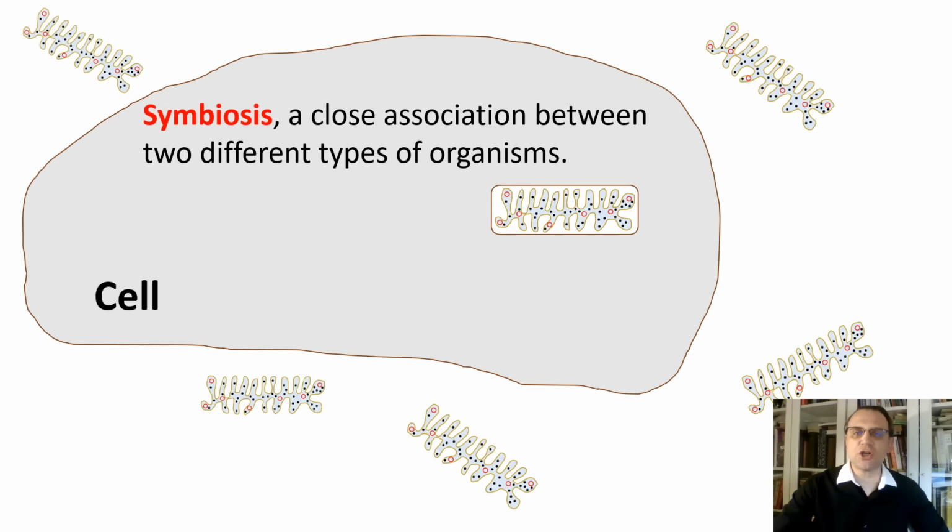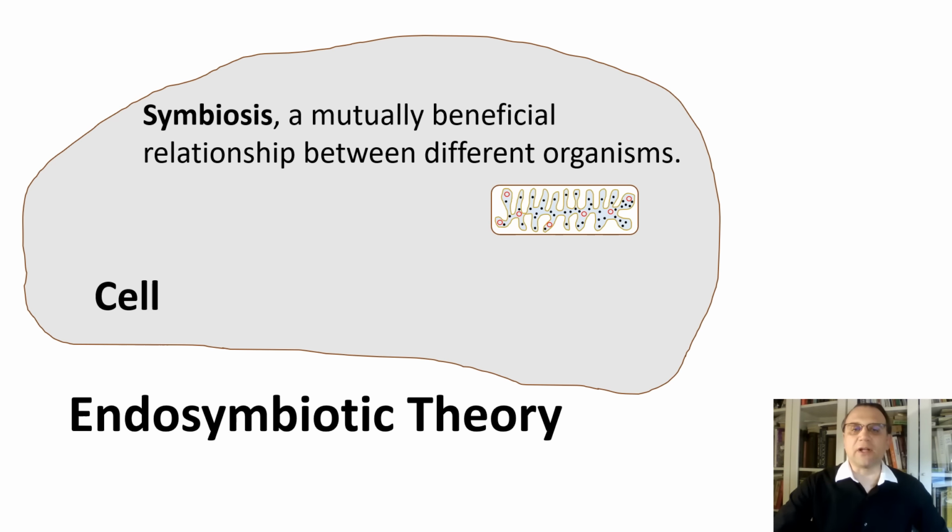This type of relationship is common in nature and known as symbiosis, a close association between two different types of organisms, in this case, a mutually beneficial relationship. In the scientific literature, this view on mitochondria is known as endosymbiotic theory. Endo means inside, as you might remember.